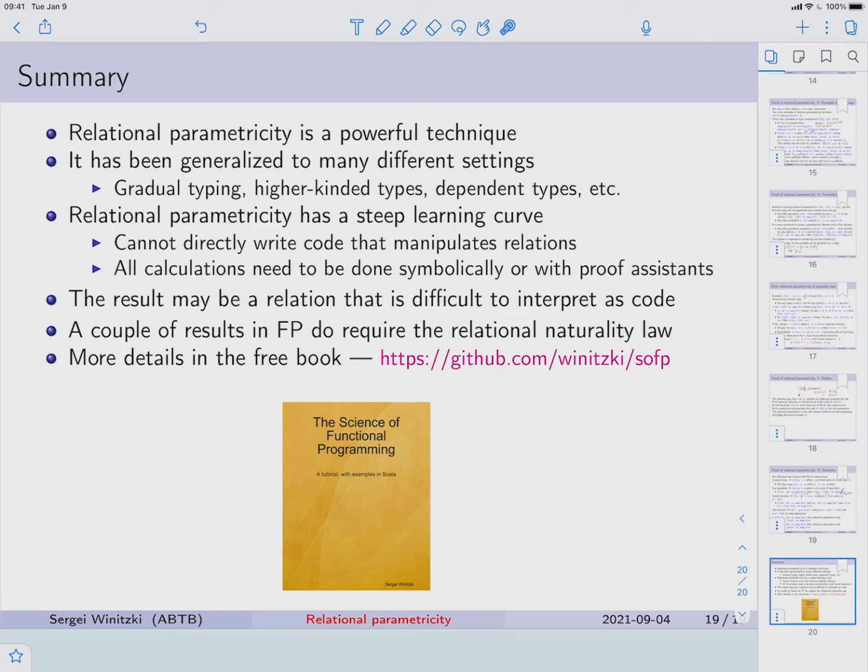In a different tutorial, I showed how you can write, in many cases, directly just the equation, the law, without going through relations, and that's what I would recommend. But there are some places that I showed that do require the full power of the relational naturality law. One of them is the Church encoding of recursive types, and the other is the fold function.